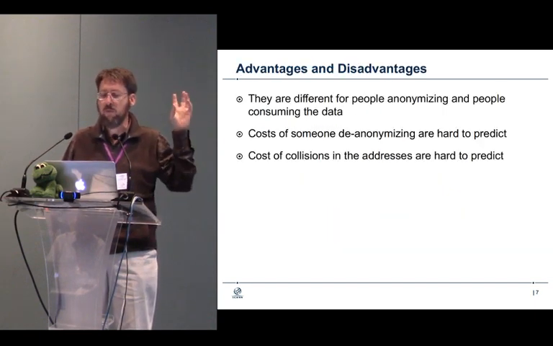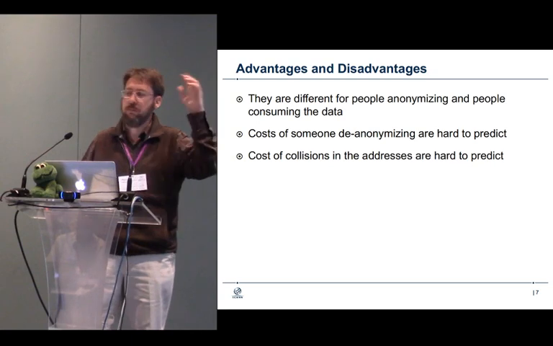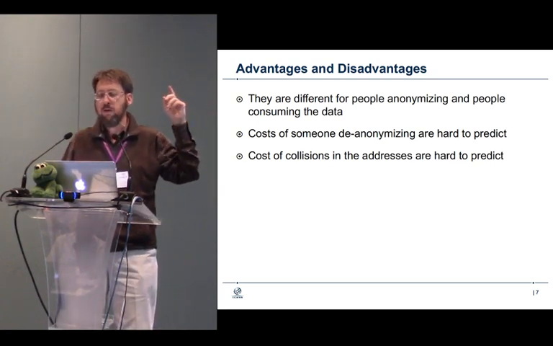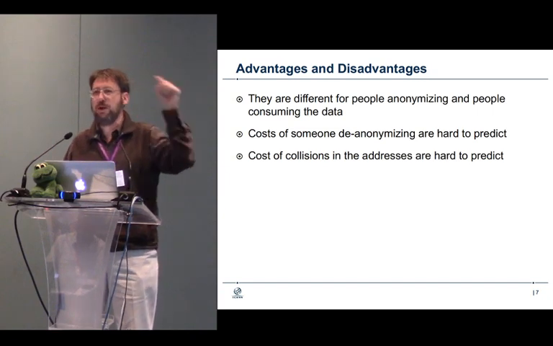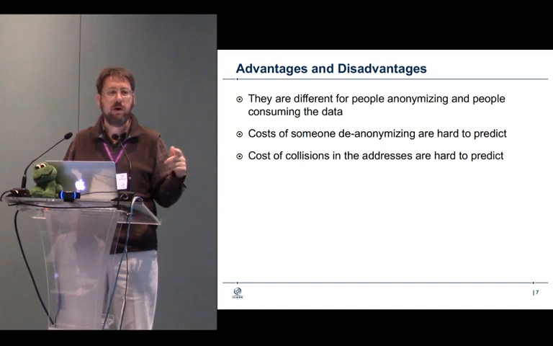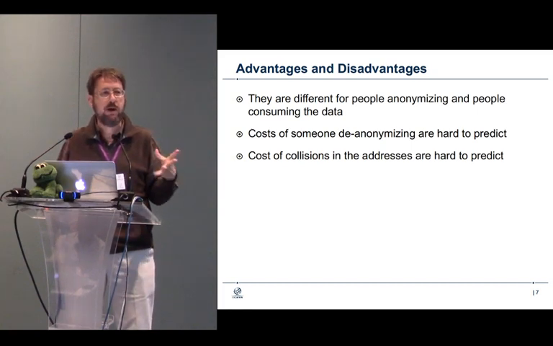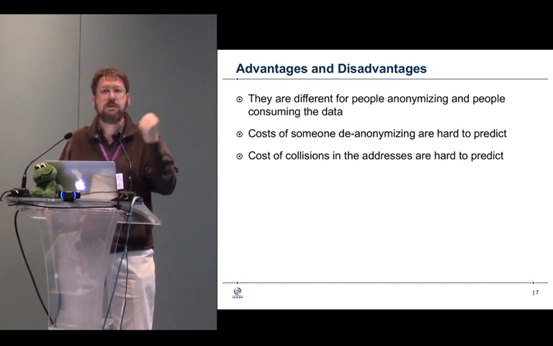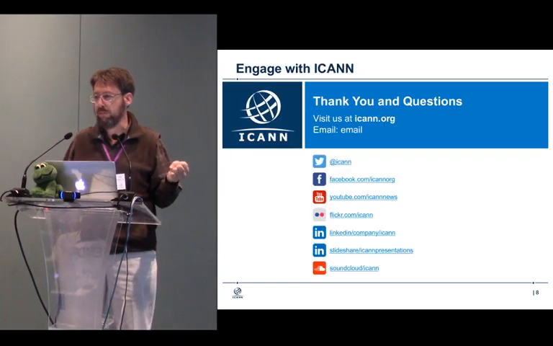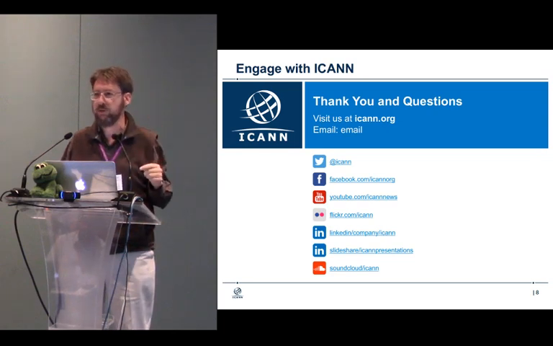So again, there are advantages and disadvantages of each one. I'm not going to go into that. You might argue them at the mic really quickly. But there are advantages and disadvantages to different people, right? If you are the person who needs to anonymize, you're going to have a different threat model than the researcher who wants to have the best data where they can do interesting things. That's it. So, mic line.